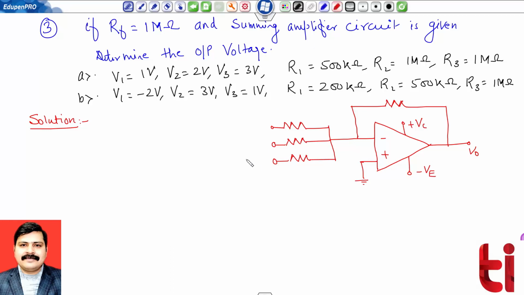For simplification, I am marking V1, V2, V3 so that the same circuit can be used for resistances R1, R2, R3, and this is RF. And this is my summing amplifier. This is my summing amplifier circuit.